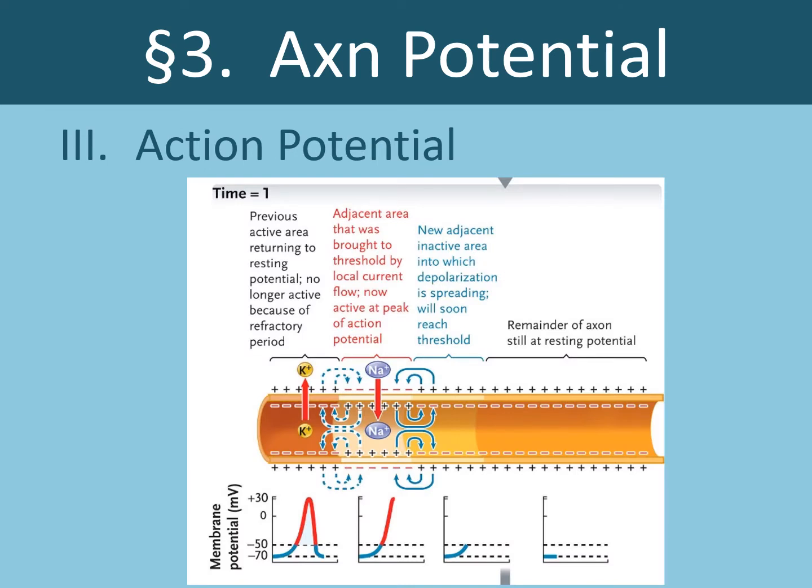This diagram is a continuation of the previous diagram, showing the process of an action potential. You can see in that initial segment that potassium has now begun to rush out of the cell.